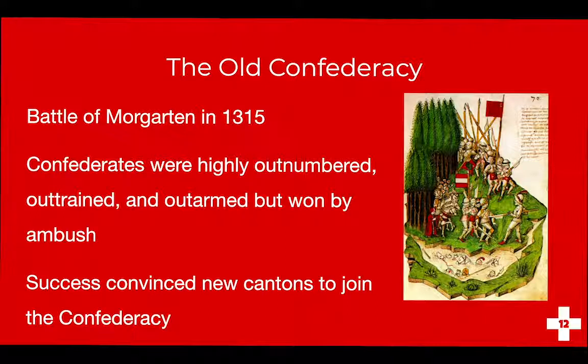Now the Confederacy had expanded from three cantons to eight cantons, and these eight cantons formed the core of the Old Confederacy through much of the 15th century. In a number of battles, they defeated the Habsburgs to gain even more autonomy, and so they really did prove themselves a pretty formidable fighting force.